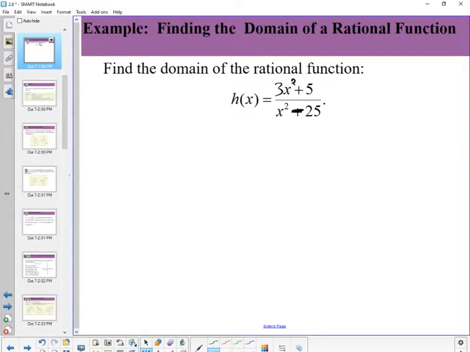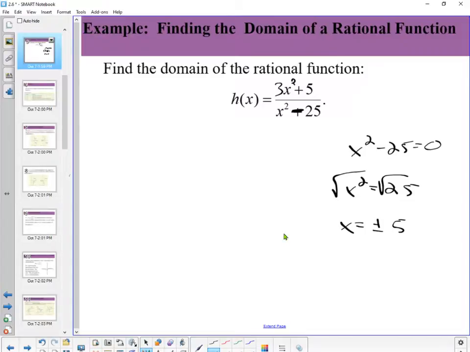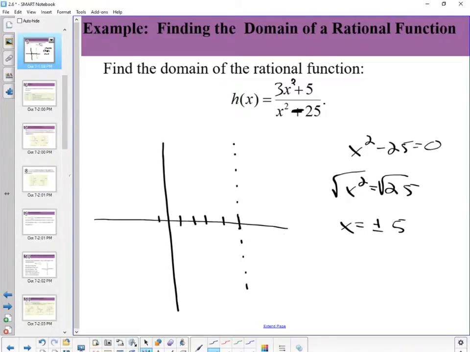Well, in this case, I'm going to ask algebra, hey algebra, when does x squared minus 25 give me a 0? Because when that is true, I'm going to have some asymptotes there. So I can go ahead and solve this. I take the square root of a square, which means my solution should be plus or minus 5. So do I have vertical asymptotes? Yes. How many? I have 2 of them. One at positive 5, and I have one at negative 5.